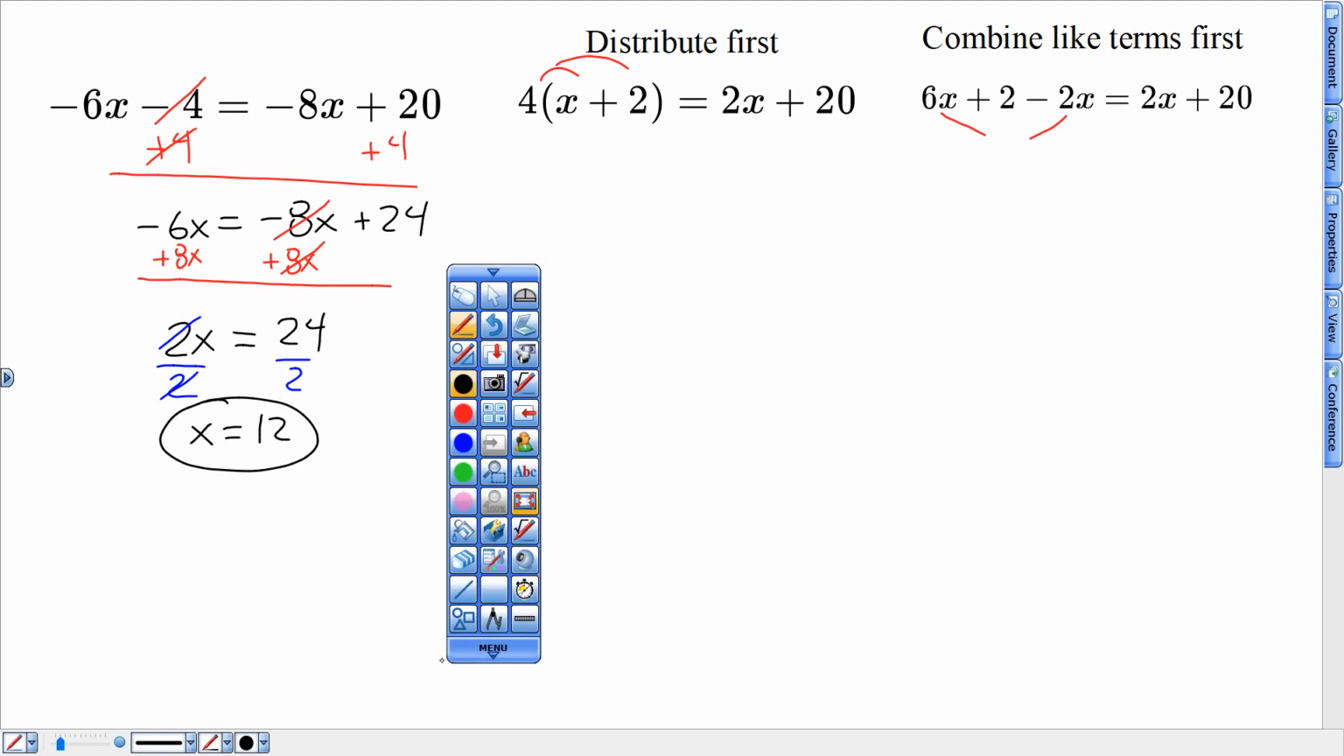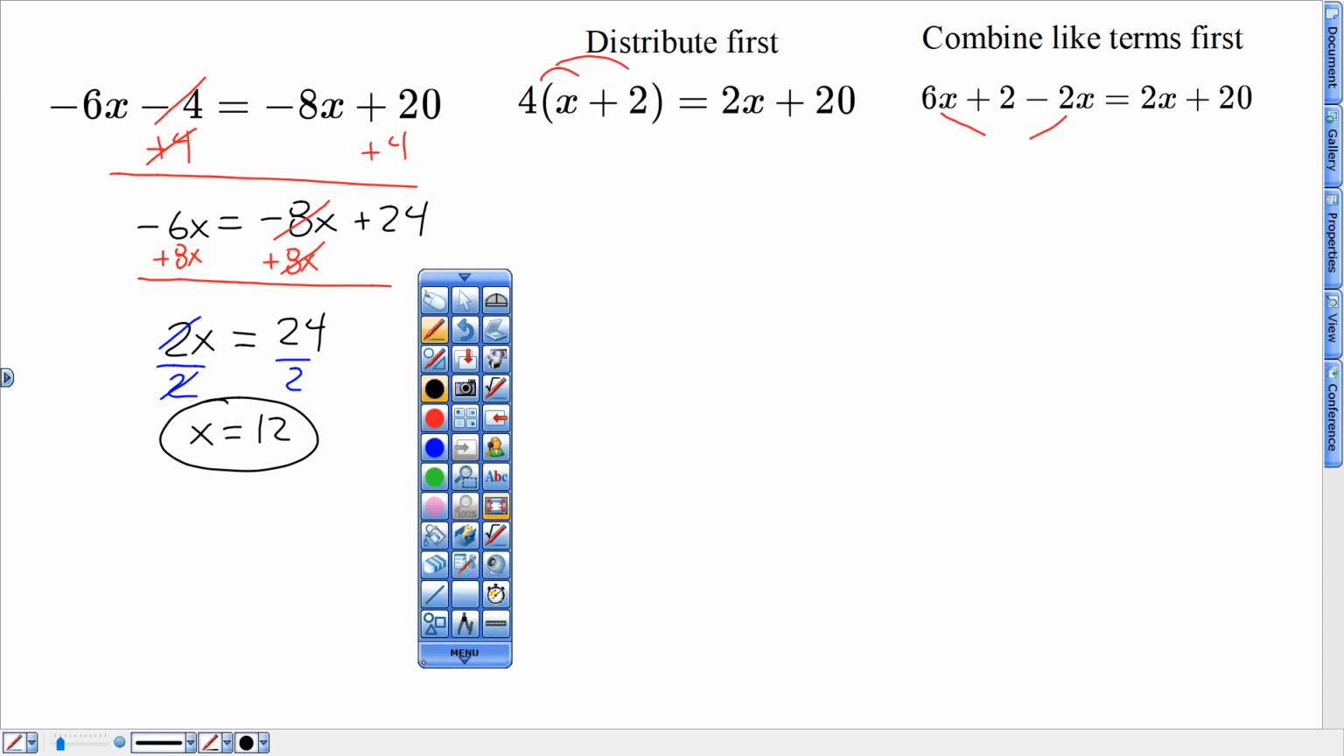For this one, you're distributing first, which gives you 4x plus 4 times 2, 8. Got to know how to distribute. And then it becomes a variables on both sides. Got to have you know it. Build that rhythm. Here we go.